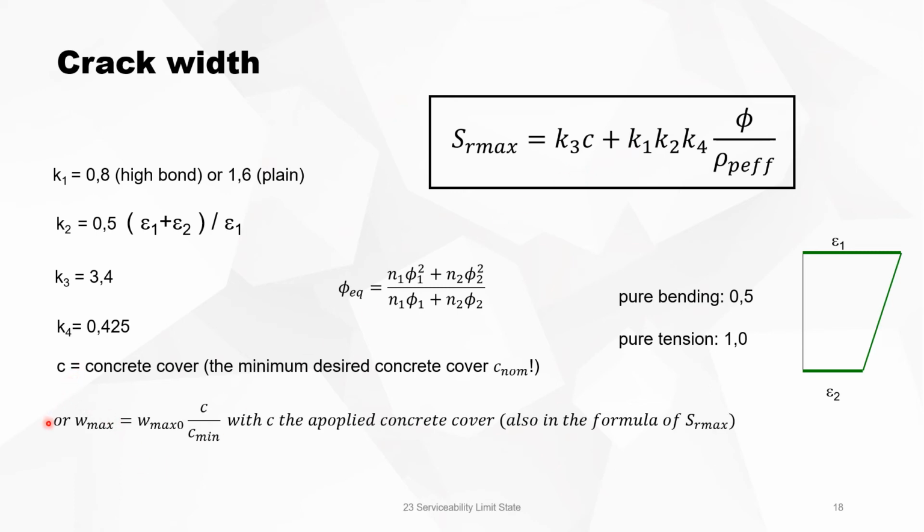Or you can take the real concrete cover, which is there at the moment of the calculation, and then you can change the maximum allowable crack width proportional to the effective concrete cover divided by the nominal concrete cover that is required.